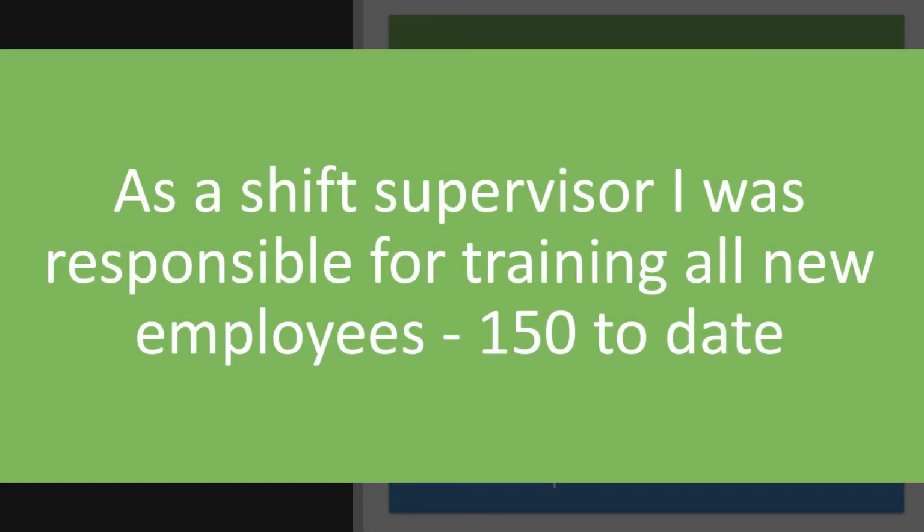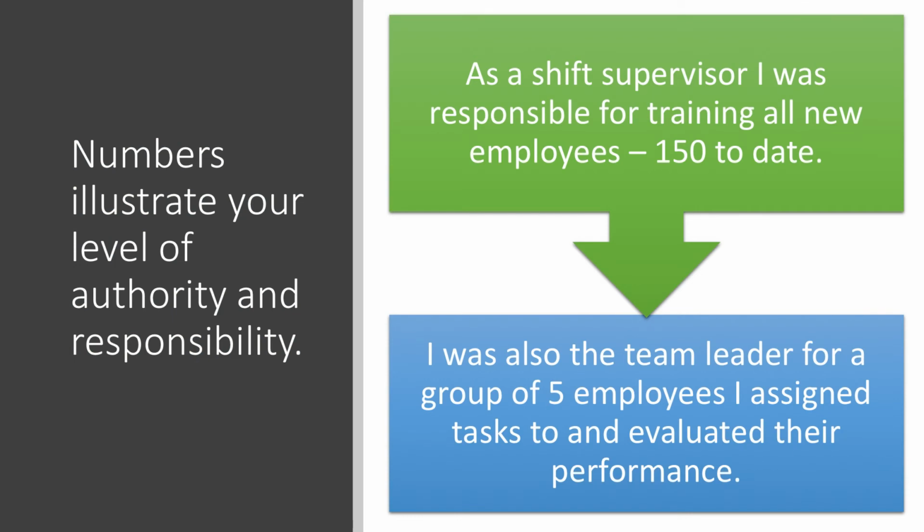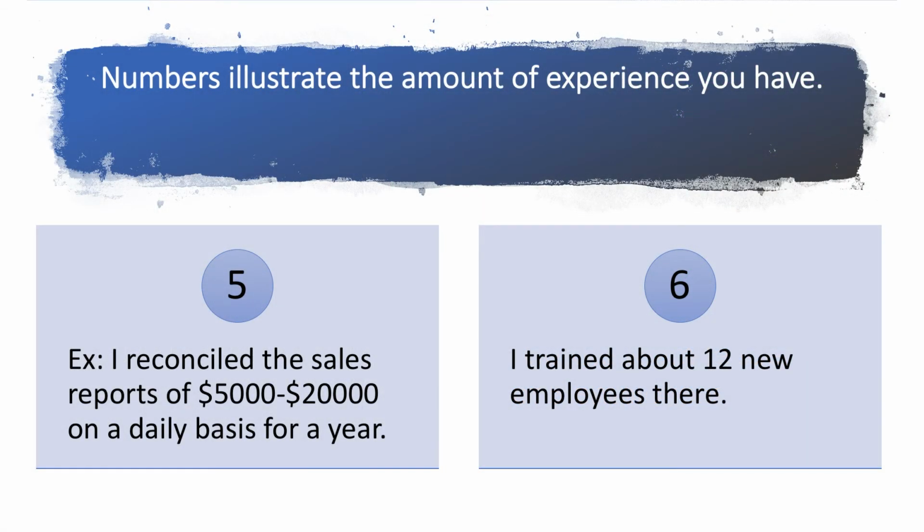As a shift supervisor, I was responsible for training all new employees, but we don't know how many new employees. Does that mean 1 per 6 months, or was that 150 to date? Numbers illustrate the level of authority and responsibility. Continue to quantify your numbers. I was also the team leader for a group of 5 employees. Make sure to quantify. They illustrate the amount of experience you have. Use numbers. I've trained about 12 new employees there. I have done this here. Use numbers to quantify your results.